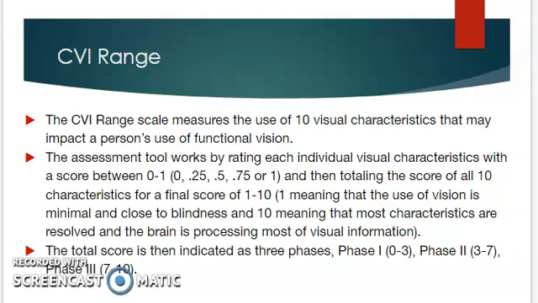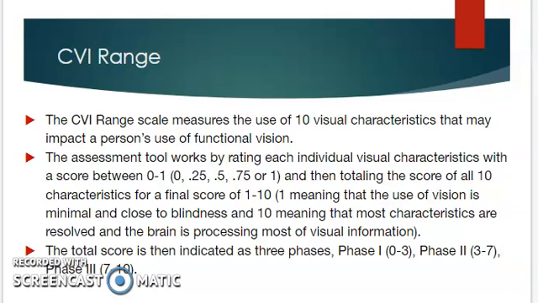If it's red, and if it's yellow, it's not able to, or just black or gray, the child is not able to grab it. Then that kind of shows very specifically where the child stands in the CVI range scale. So the assessment tool basically works by rating each individual visual characteristic with a score between 0 and 1. There are 10 characteristics, and each of those you're going to rate either 0, 0.25, 0.5, 0.75, or 1. Then you total the score of all 10 characteristics for a final score.